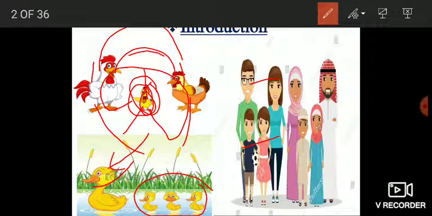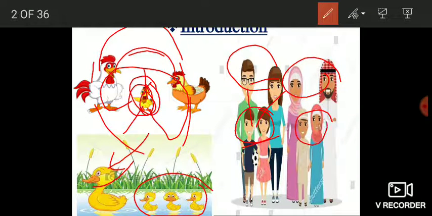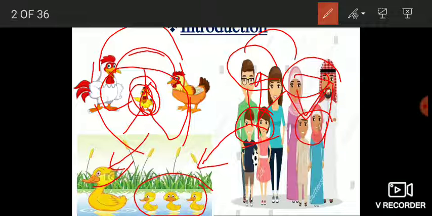Same is the case with these human families. These two parents have produced the offsprings which are very much identical to them, and these two parents have given rise to these two offsprings identical to them, because they have received characters from these parents. This is inheritance. You will never find these two offsprings to be 100% similar to these two parents. They will never be 100% identical to their parents. This is variation.